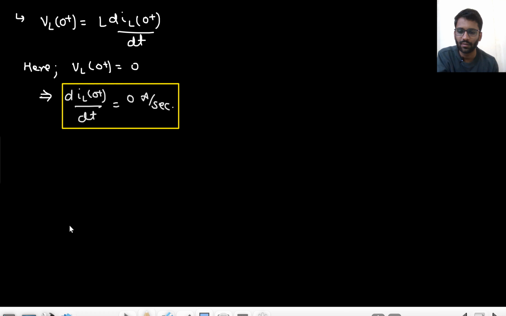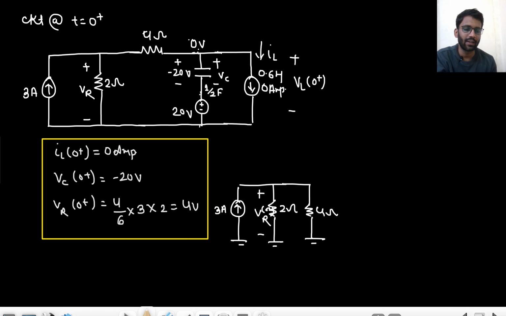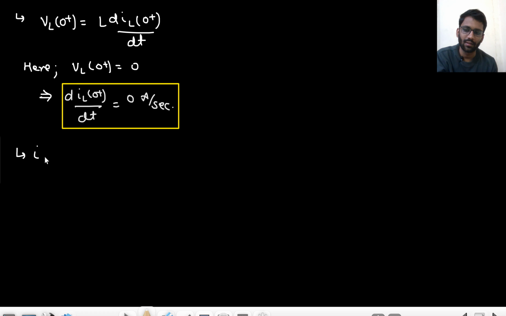Well and good. Let's move on to the other thing. dVc0 plus by dt. How will you get it? By the capacitor current. So IC0 plus would be C dVc0 plus by dt. In both of the examples, this differentiation of current is 0, but it's not necessary that it will always be 0. By chance it is coming 0, so don't mug up that it will always be 0.